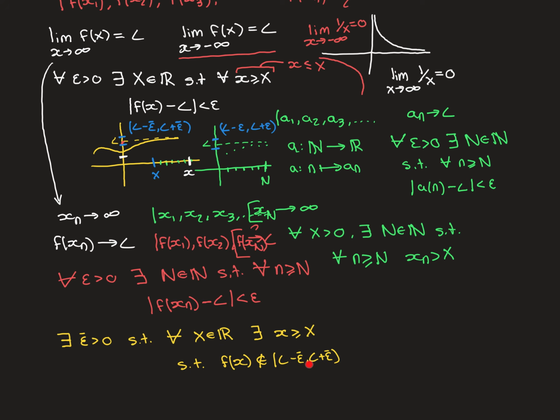So I've changed that to epsilon bar down here. I've also drawn on the picture what this means, and of course again this isn't going to be consistent with the picture because the picture was representing a case where this was true.